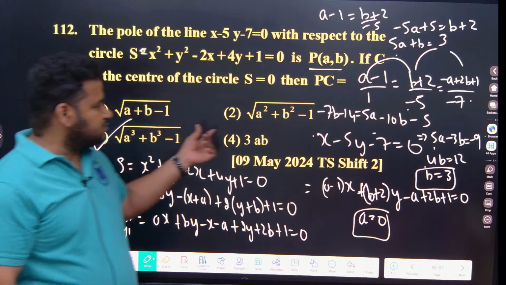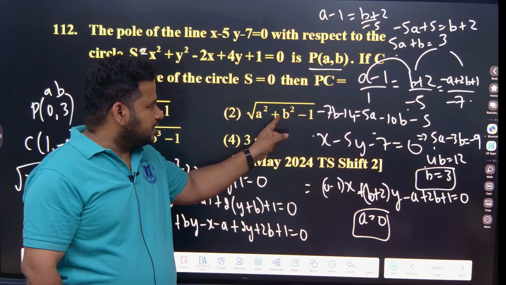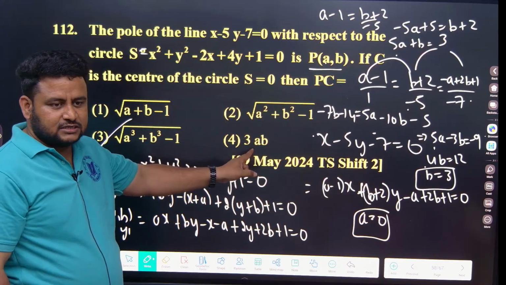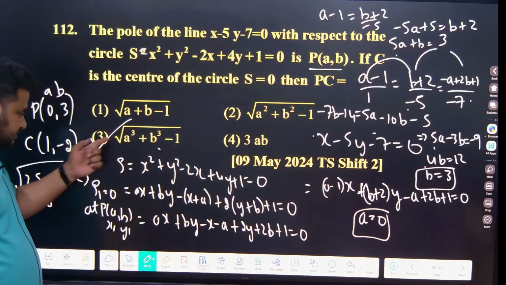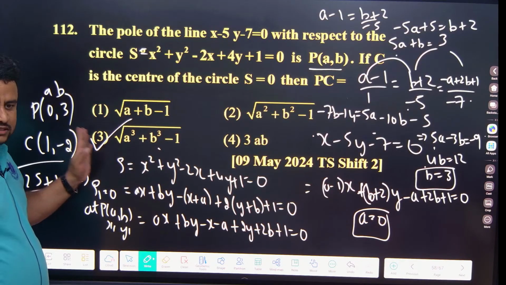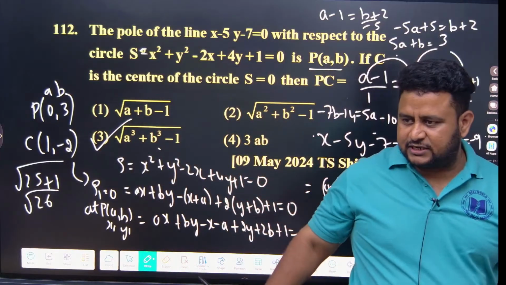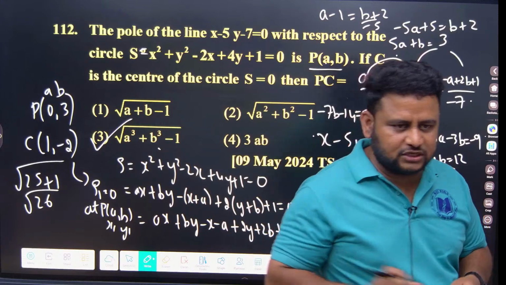So if I put the values of A is equal to 0 and B is equal to 3, here it will become what? 9 minus 1 root 8, but it is root 26. This will be what? 3AB, that is 0 it will become. Here it is what? Root 26 I am getting. So that is same as this one. So option is what? Third option. Clear? Everyone understood this one how to do? Understood Nikhil, Sharan, Vinay, Harsha, got it? How to do this? Okay.